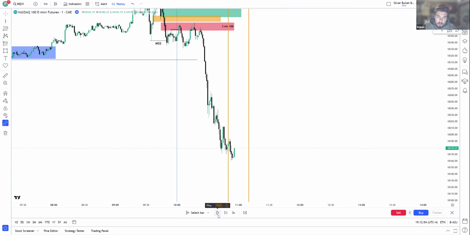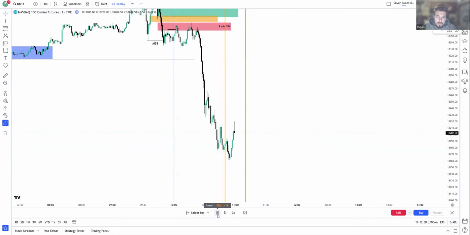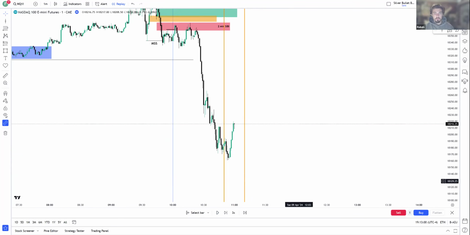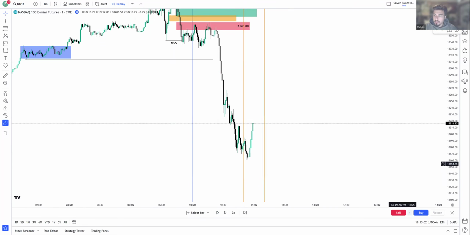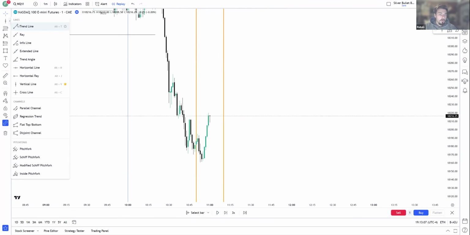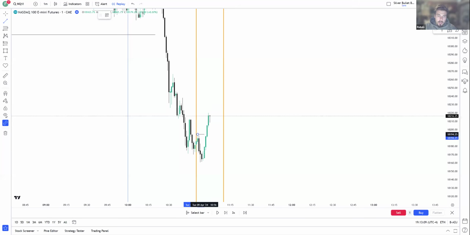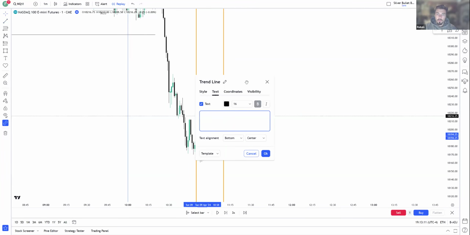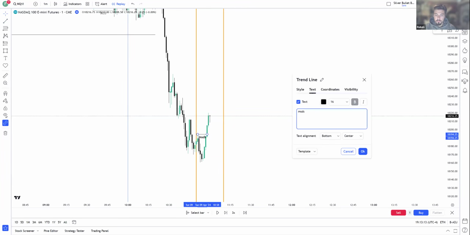We're waiting for some kind of shift in structure, some kind of inversion fair value gap, something to show us, okay, here we go. That there is more than enough. What have we done here? We've created a market structure shift. So right there is your market structure shift. And we'll put that on the top.